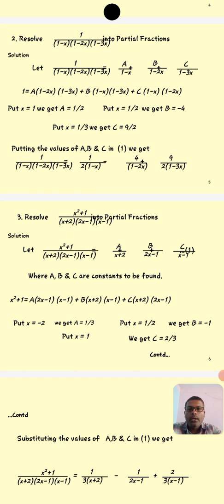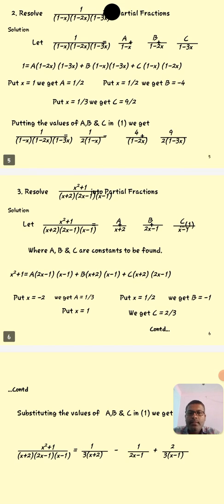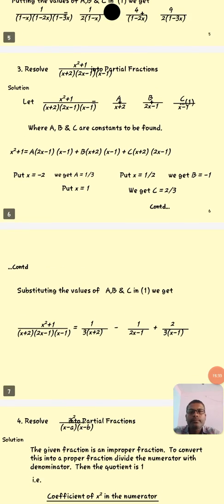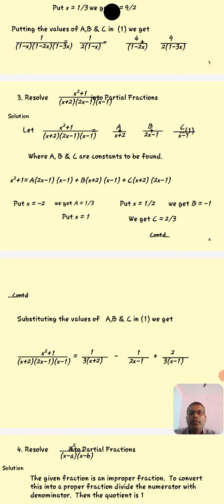Okay. Now the same way, number 3, third problem you have to observe. Resolve (x square plus 1) divided by (x plus 2) into (2x minus 1) into (x minus 1) into partial fractions.